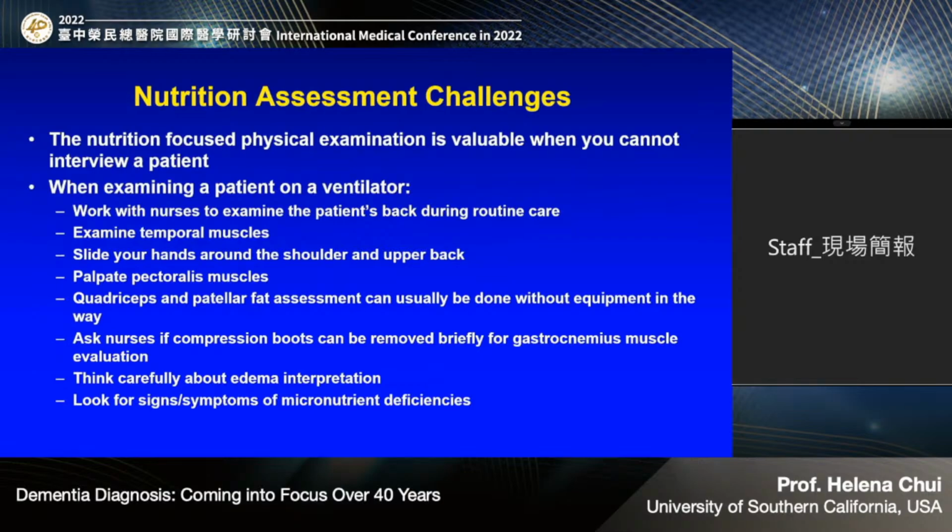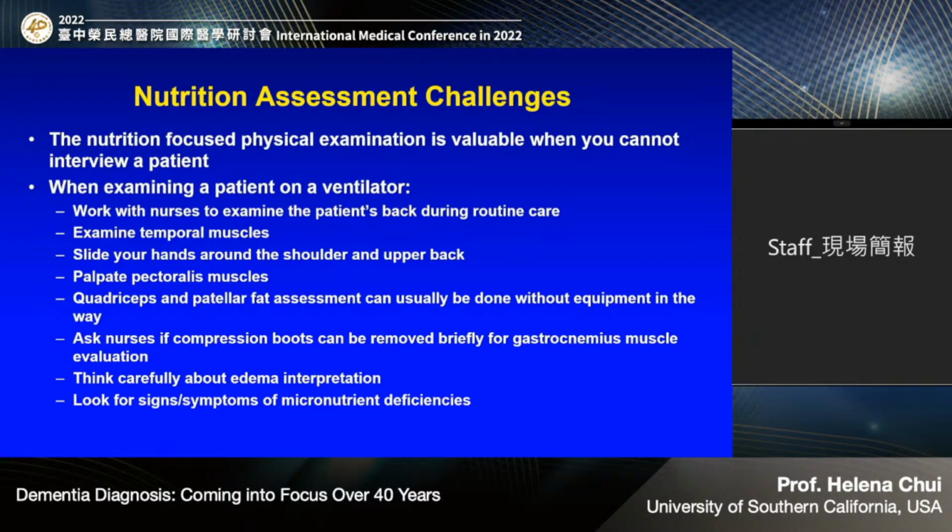So within the nutrition assessment, the nutrition-focused physical examination is valuable for all patients, absolutely, but it is especially important when you can't interview a patient. So when you're examining a patient on a ventilator, which are really the ones that we cannot interview, you might have some challenges getting to all the muscle groups. So you may work with the nurses to examine the patient's back during routine care.